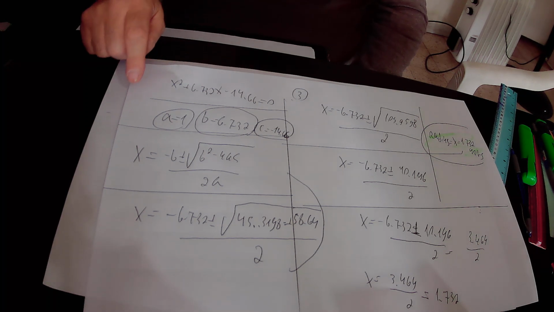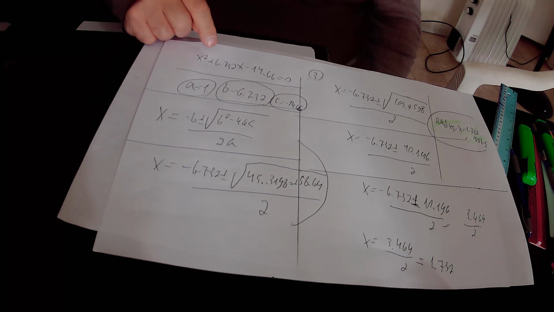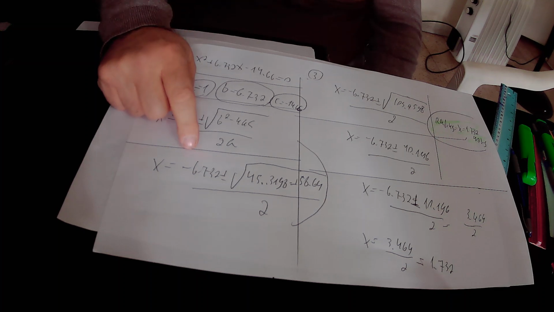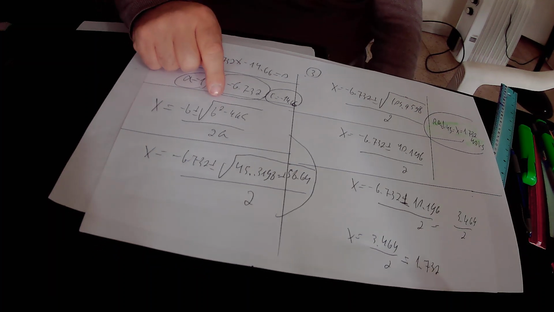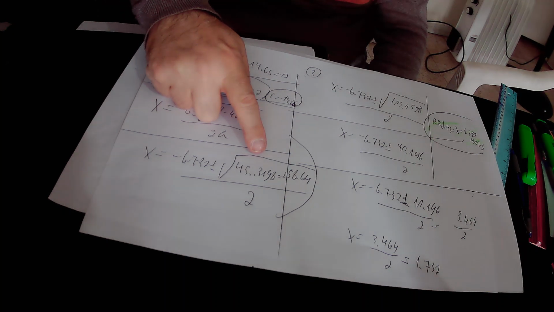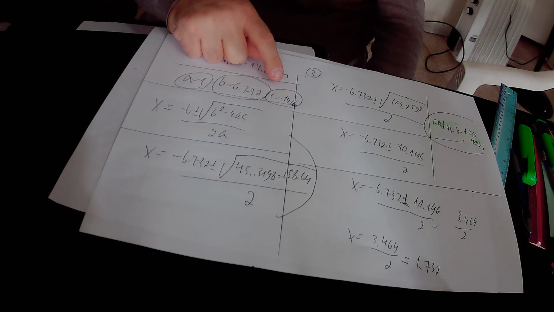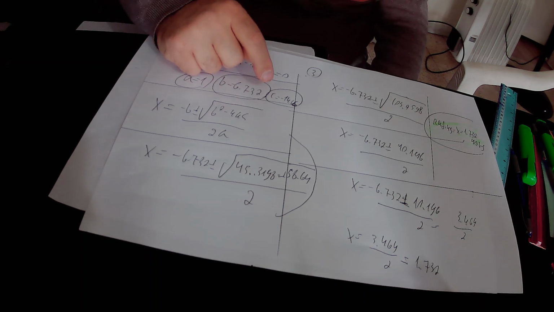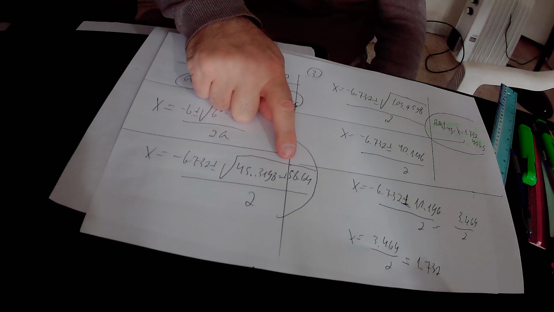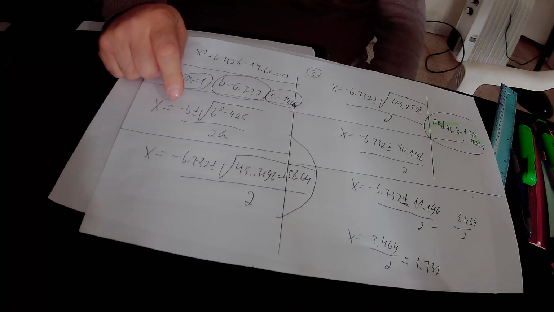So we did it, and we found that x equals minus b. b is 6.732, therefore minus b is minus 6.732 plus or minus the square root of b squared. b squared is 6.732 squared, that is 45.3198, minus 4 times a, which is 1, times c, that is minus 14.66. And minus 4 times minus 14.66 equals plus 58.64, divided by 2a. a is 1, so 2a is 2.